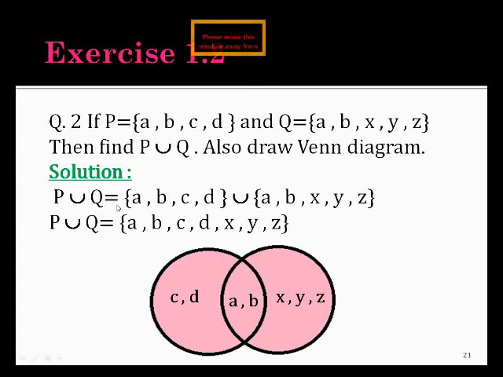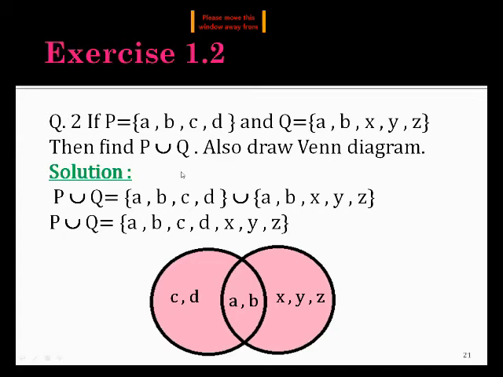P union Q is equal to {A, B, C, D}, union sign, then we write the second set, which is {A, B, X, Y, Z}. Now students, as you see, these two sets are overlapping sets. Why are they overlapping sets? Because there are two elements which are common in both sets and some elements which are different from the other set. Just like C and D are not present in the Q set, and X, Y, and Z are not present in the P set. But A and B are present in both sets. So such a kind of set is an overlapping set.